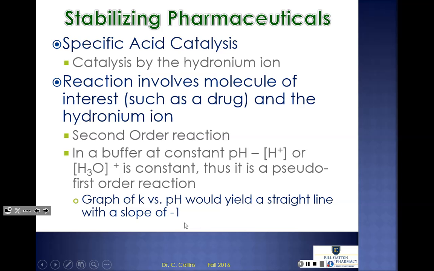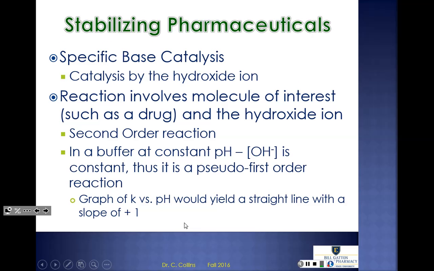All right, so K versus pH, and the slope of this, because the slope goes downward, would be -1. That's a specific acid catalysis. So any acid solution for a drug subject to this type of degradation would cause it to degrade.